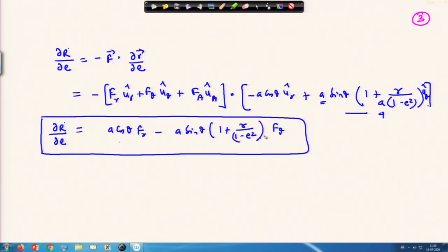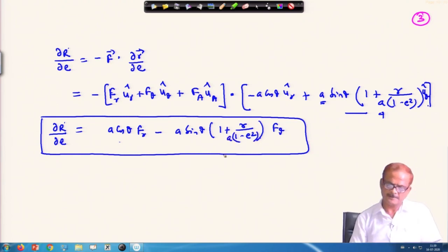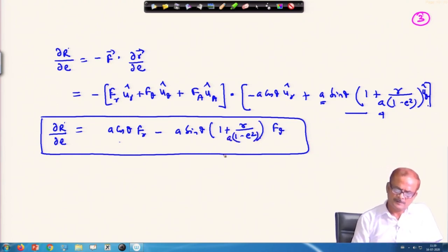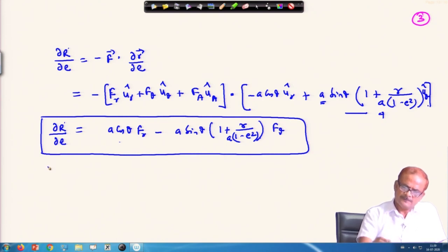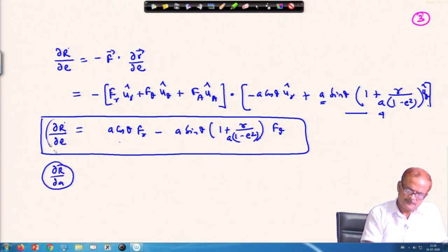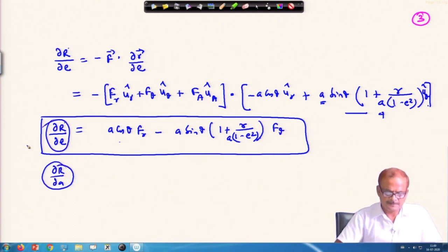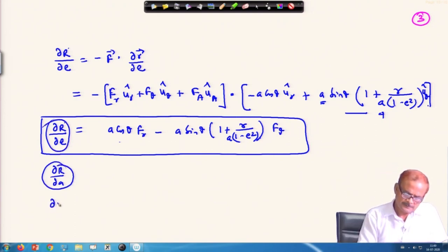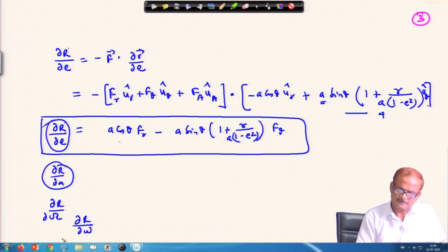So, in this place we have multiplied by a. So, till now what we have got? We have got ∂r/∂a and ∂r/∂e. And what other things are required? Those are ∂r/∂Ω, ∂r/∂ω, okay, and ∂r/∂i. So, I will conclude with this one.